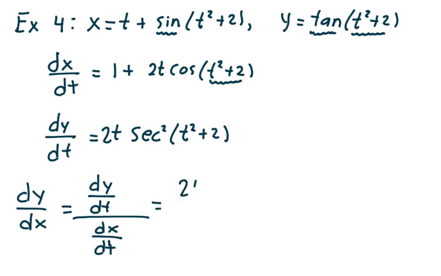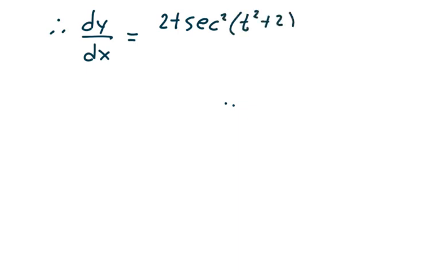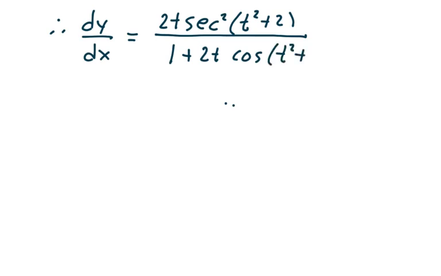And so we get 2t secant squared of t squared plus 2 divided by 1 plus 2t cosine of t squared plus 2. And so therefore, dy dx is 2t secant squared of t squared plus 2 divided by 1 plus 2t cosine of t squared plus 2.